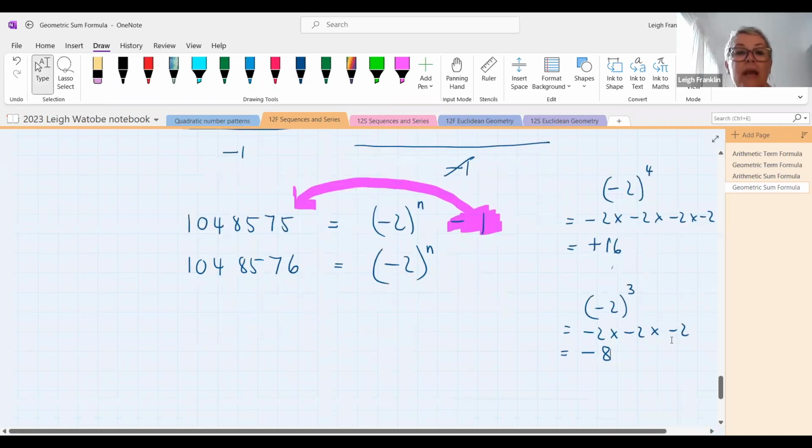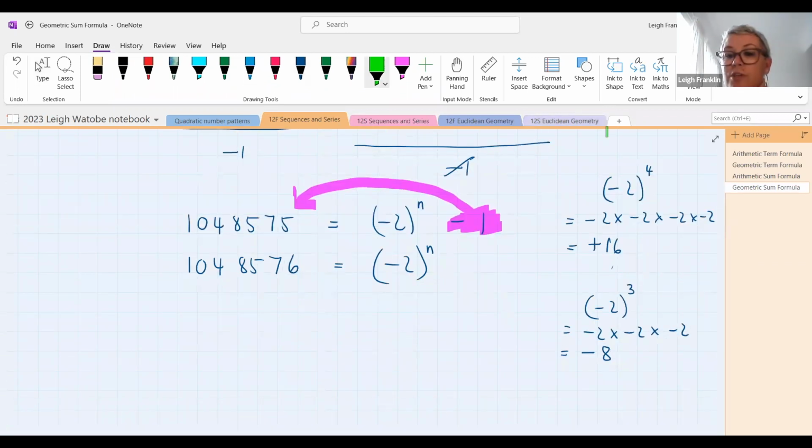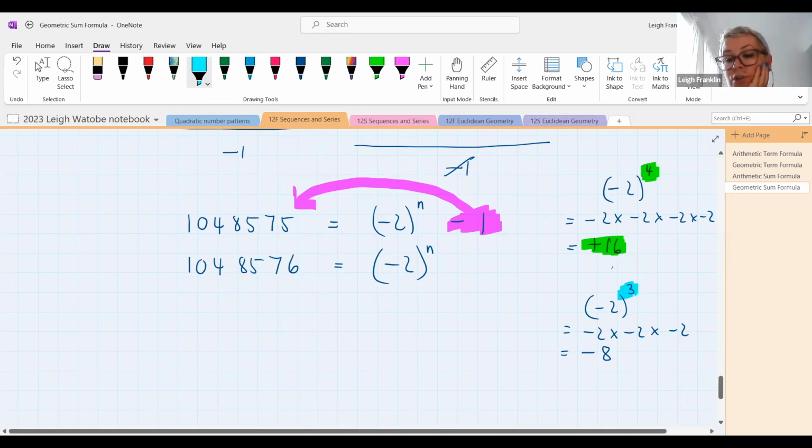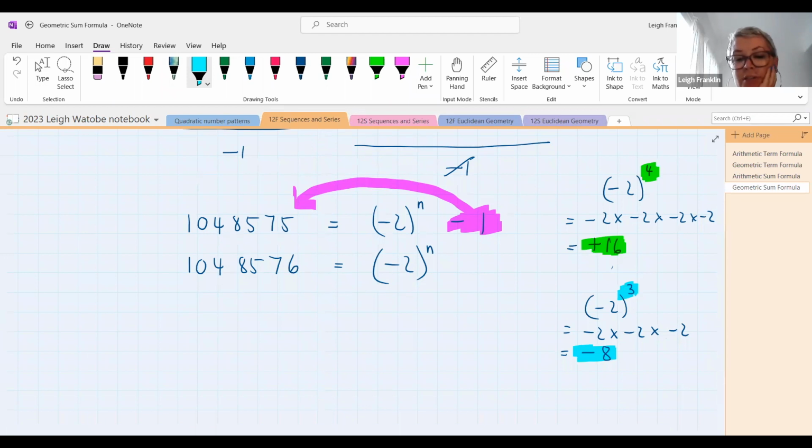So when you've got a negative base and your exponents are even numbers, you're going to end up with a positive answer. If you've got a negative base and your exponent is odd, you're going to end up with a negative answer. All right, so now here I have to write this number with exactly the same base. I can't change the base to +2. I'm not allowed to change the question, all right? The base is -2. So I have to write this number with a base of -2.